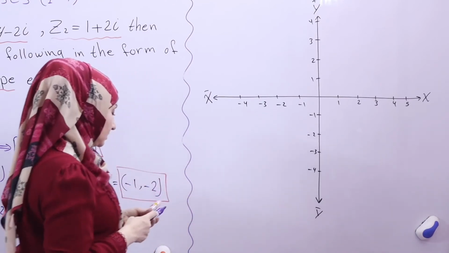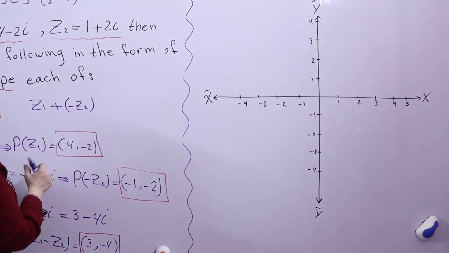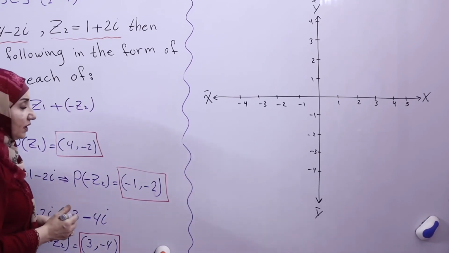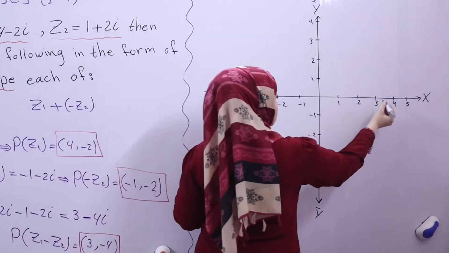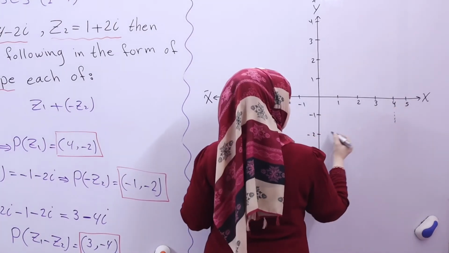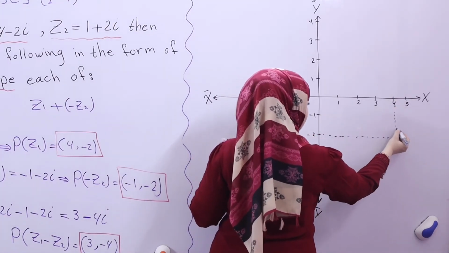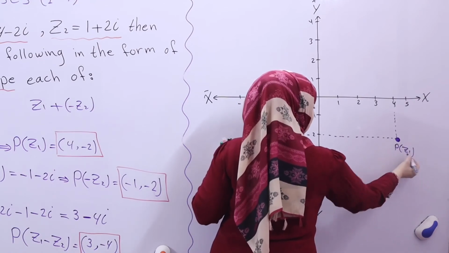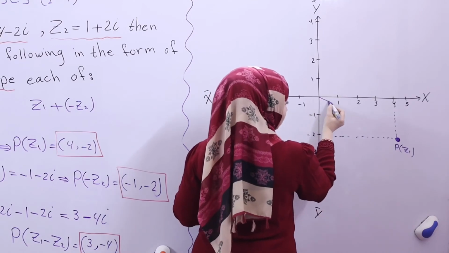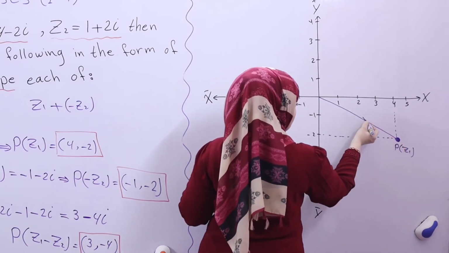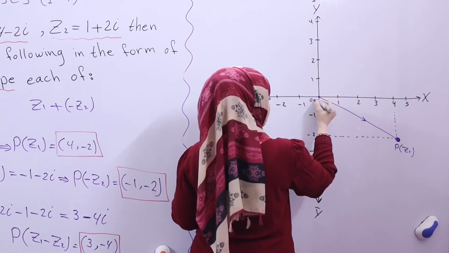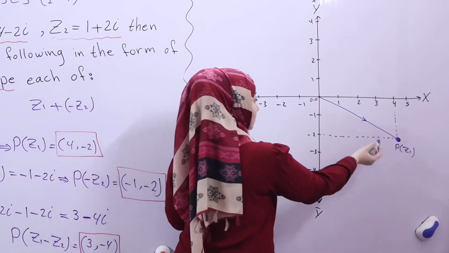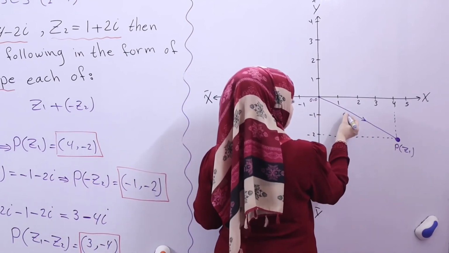So the first ordered pair we want to represent, which represents Z1, is positive 4, negative 2. So X is positive 4 and Y is negative 2. So this is the point which represents Z1. And its Argand shape will be the line when we connect the origin and the point which represents Z1. So this is the vector OP of Z1.